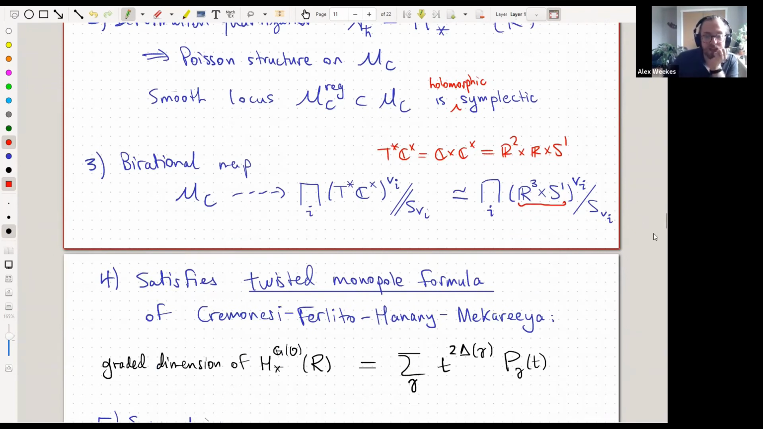Okay, maybe the more significant thing is that this funny definition that we've given satisfies the twisted monopole formula, which is something defined by some collaborators of Hanany and himself. And I won't write down the full combinatorics, but it's a modification of the usual monopole formula, which somehow involves the Cartan matrix. And so this is probably the biggest evidence that what we've defined is matching with the physical intuition. There's some sort of formula that is equal to the graded dimension of this ring.